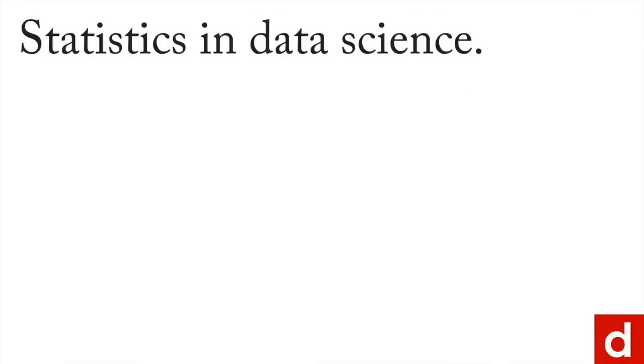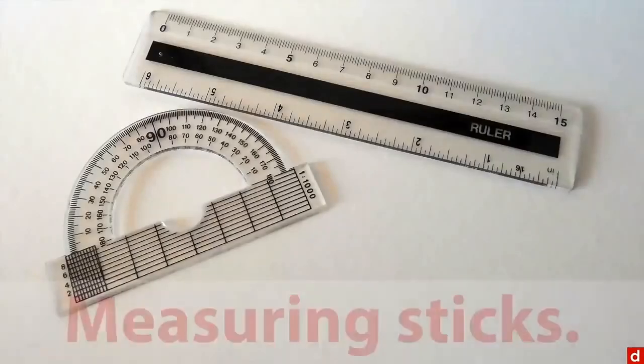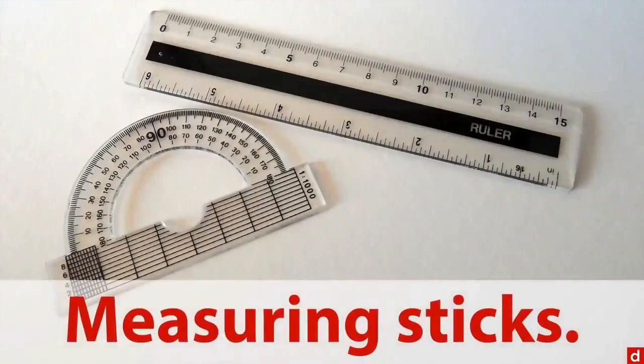As we continue our discussion of statistics and data science, we need to talk about some of the choices that you have to make, some of the trade-offs, and some of the effects that these things have. We'll begin by talking about estimators. That is, different methods for estimating parameters. I like to think of this as what kind of measuring stick or standard are you going to be using?